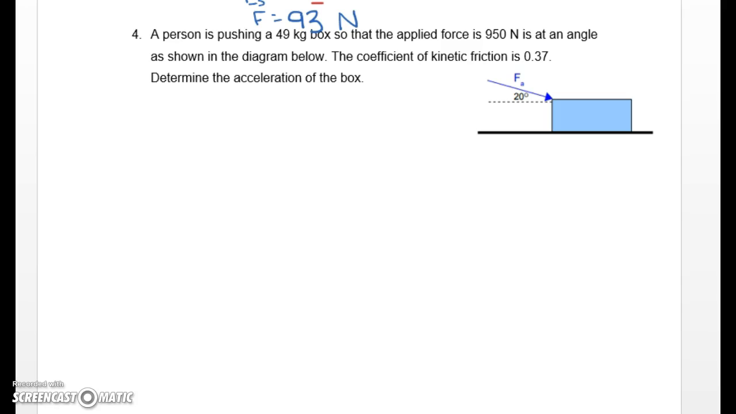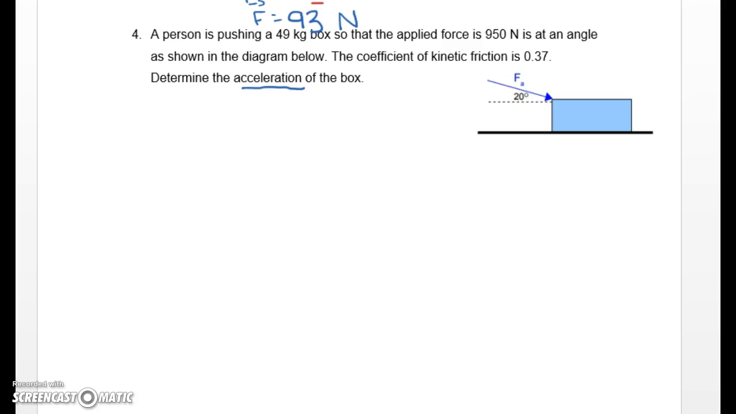So a person is pushing a 49 kilogram box so that the applied force of 950 newtons is at an angle as shown in the diagram. The coefficient of kinetic friction is 0.37. We're going to determine the acceleration of the box. Some important things we need to know: when we're asking about the acceleration of the box, we're looking for that forward acceleration. And so we're going to have to be working with that forward type of units. So we have a little bit of work to do.